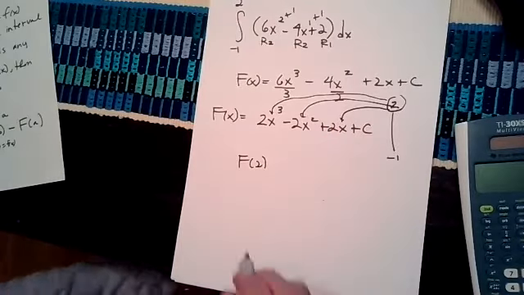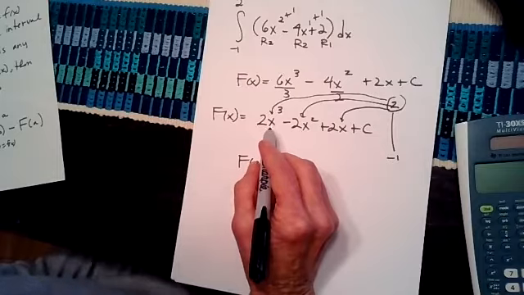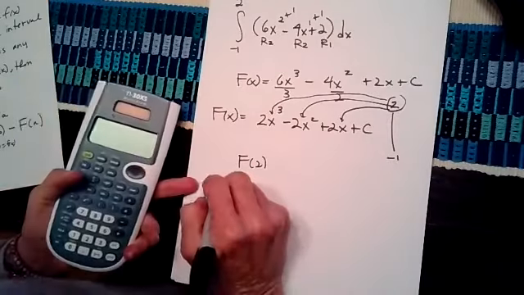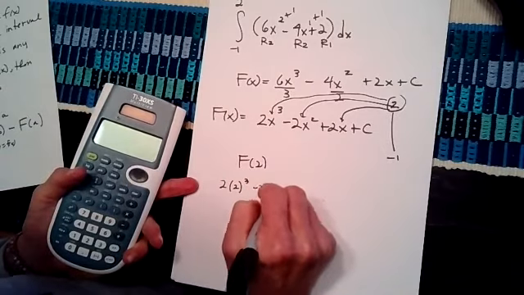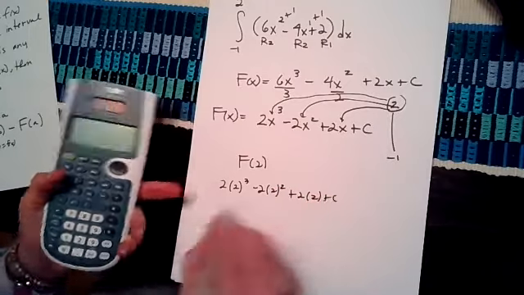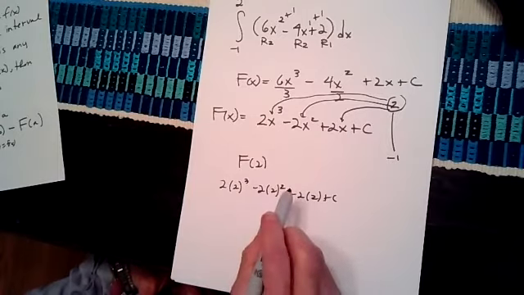Okay. And so if I do that, 2 times 8, see, this is what I really don't want you to do, is to go 2 times 2 cubed minus 2 times 2 squared plus 2 times 2 plus c, because later that just gets really, really messy, okay?